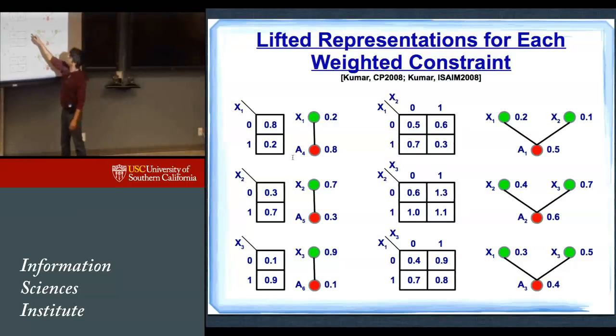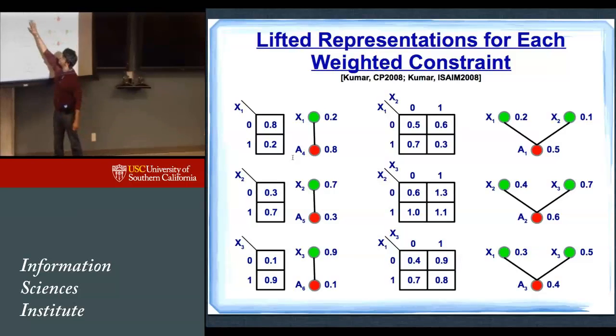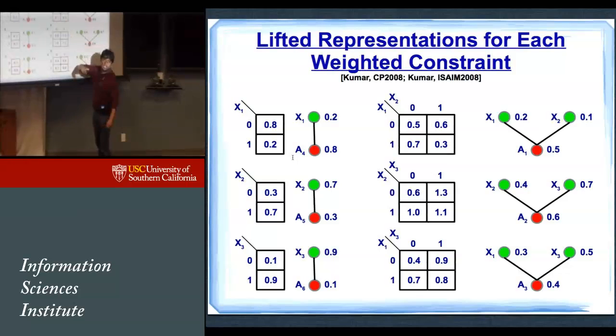How about these binary constraints here? Why is this simple V structure a lifted representation for this one? So let's look at it. So x1 equals 1 and x2 equals 0. Let's look at that case.